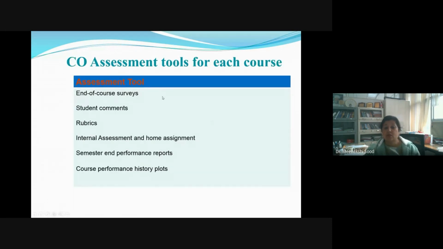Then comes the course CO assessment. In this case, CO assessment is mainly, as I said, rubrics. Whatever rubrics we have made, we calculate the marks for each student, and that will be used for checking whether the course outcome has been attained or not. So I'll show you how. Internal assessment, home assignments, semester exams, all these can be used as the tools.